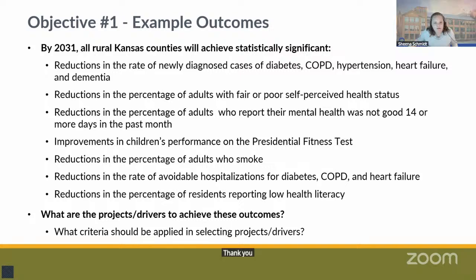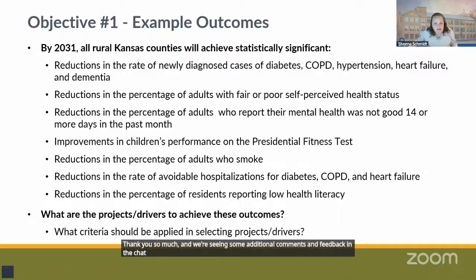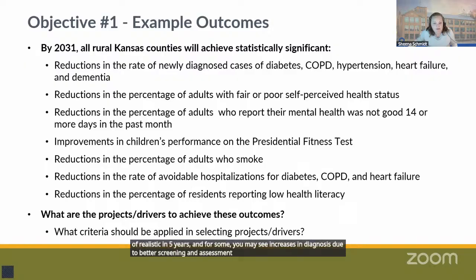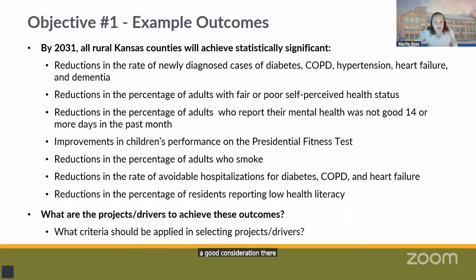Thank you so much. And we're seeing some additional comments and feedback in the chat. And again, there's a question from Denise. Are we going to be able to see reductions in rates of newly diagnosed cases realistically in 5 years? And for some, you may see increases in diagnosis due to better screening, assessment and diagnosis. So she's thinking the dementia may be particularly difficult. A good consideration there.